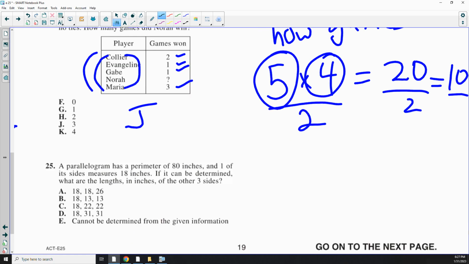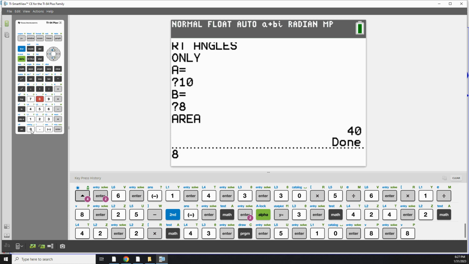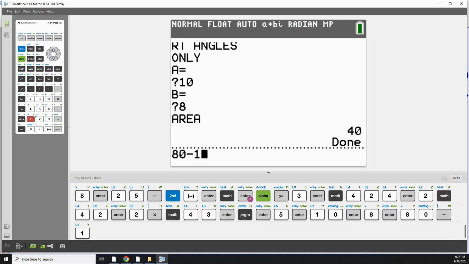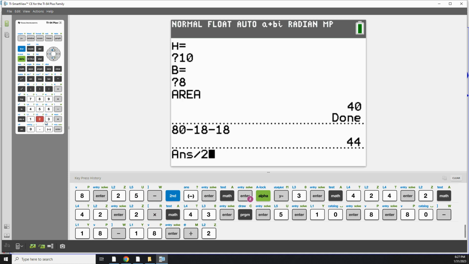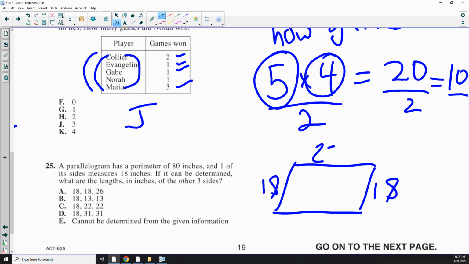Oh, I love this one. A parallelogram, regardless how you draw it, the sides are equal opposite. One side measures 18, the other, of course, is going to be 18. Now the perimeter is 80. So you go 80 minus the 2 we used up already, the 2 18s, and then that's how much is left for the other sides, divided by 2. So 22 has to be the other sides, and there's your answer, C, 18, 22, 22.